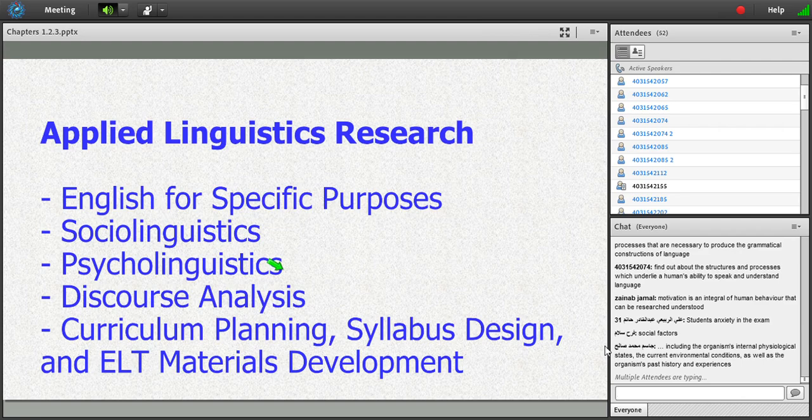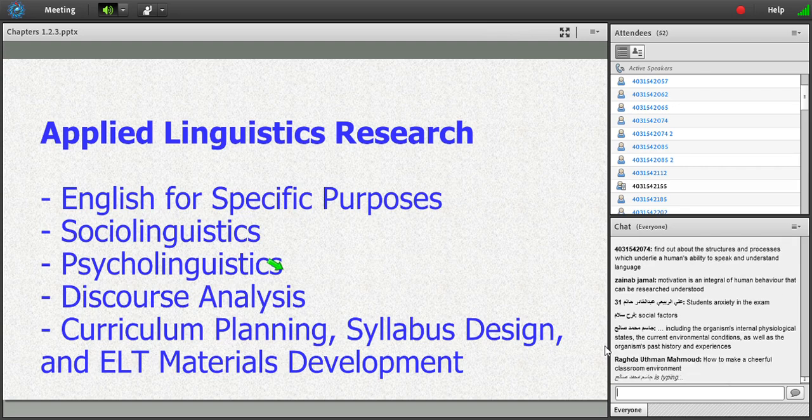How the teacher-student relationship can influence the student's learning. This is another topic. So we can say psycholinguistics is a vast area of research. How to make a cheerful classroom environment. Exactly, that's right. What are the factors that influence the student's happiness in the class? How we can make the class more effective by including games in the class, for example. This can be part of psycholinguistics research.